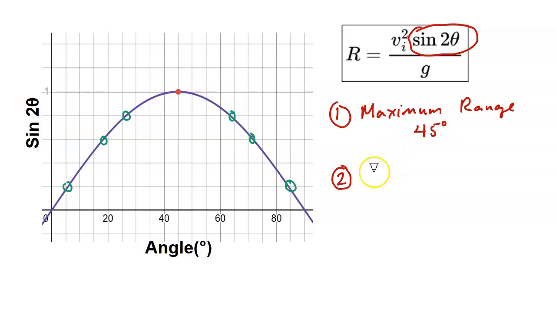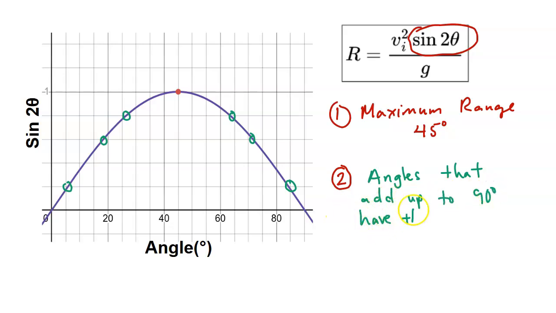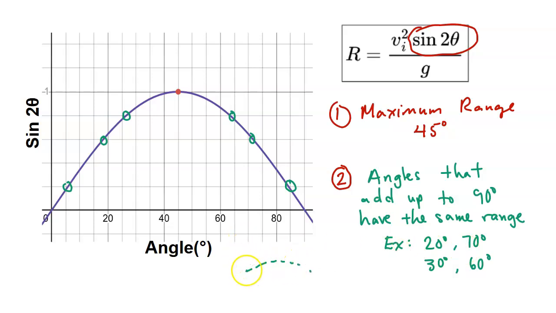What you notice about these angles is that they add up to 90. The angles that add to 90 have the same range. Some examples would be 20 degrees and 70 degrees, and also 30 degrees and 60 degrees, which will have the same range. So one is a smaller angle and one is a bigger angle that goes higher up, but they land and have the same range.